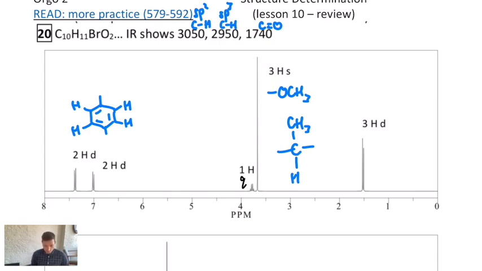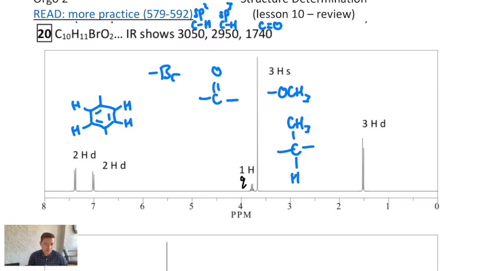Let's go back and take a look at the molecular formula. We're actually missing a couple of atoms. There's a bromine somewhere in the molecule. And remember, there's a carbonyl, as indicated by the IR spectrum. So we have a C=O double bond somewhere in the middle.